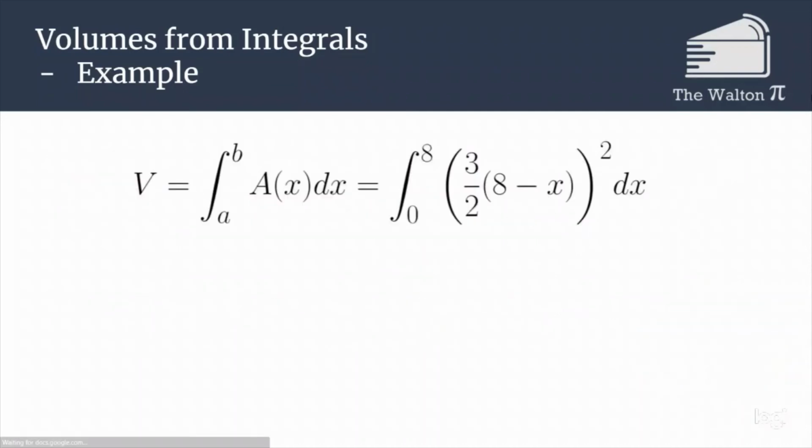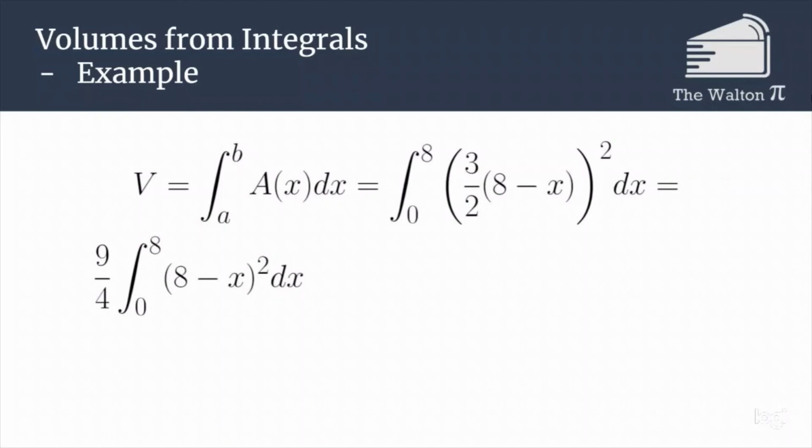dx. Computing this, we are going to be able to pull out the 3 halves squared, so that's a 9/4. So we get 9/4 the integral from 0 to 8 of 8 minus x squared. We can do a u substitution, so this is 9/4 the integral from u equals 8 to u equals 0 of negative u squared. This is where we are saying that u is equal to 8 minus x, and this is how we would be able to write that.